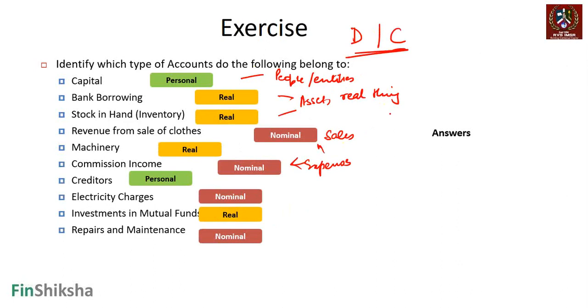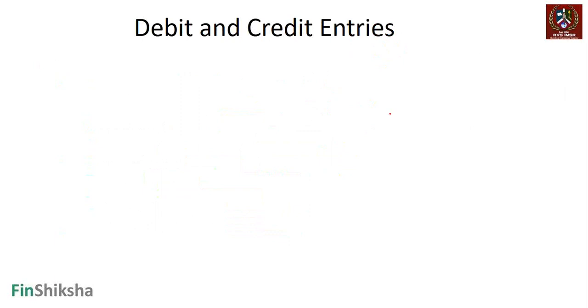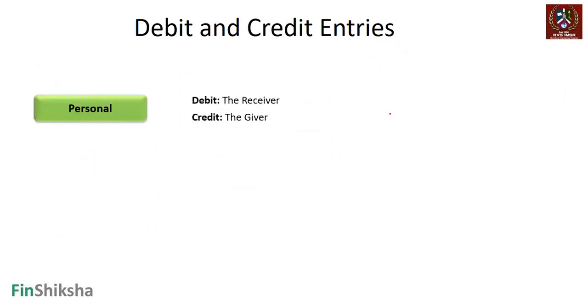Instead of looking at what we saw on the asset side, increase in assets is a debit, we can also try and understand it from the perspective of whether it's a personal account, a real account, or a nominal account, right? So the debit and credit entries for a personal account are: debit the receiver, credit the giver. The person who's giving the money will come in on the credit side. So that's your giver and this is your receiver. Whenever there is a personal account, whoever receives the money will be debited, whoever gives the money is credited, right?